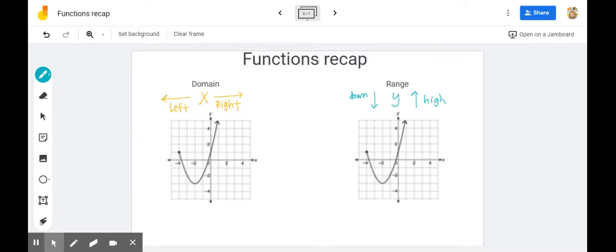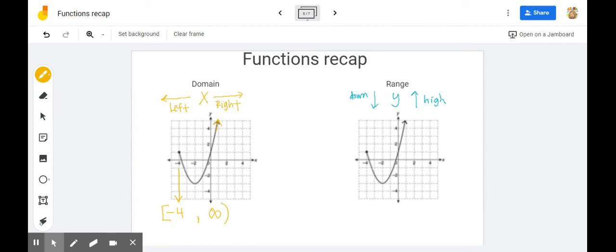Now, the next thing I want to recap with you is domain and range. Domain is how far left to how far right. So based on what we see in this function, the farthest most left I go is -4. We include it in a bracket. But to the right, I keep going out to the right and to the right and to the right infinitely. Parenthesis, because you can't touch infinity.